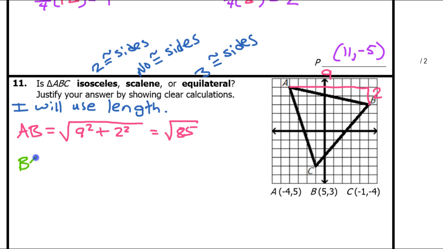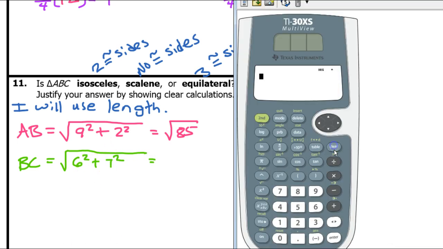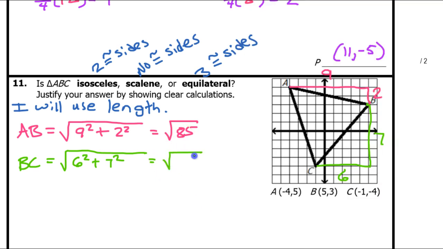Let's find the length of segment BC, and that's going to be the square root of, and again we're going to look at the horizontal change and the vertical change. So we can do the Pythagorean Theorem. This is 6, and this is 4, so I think that's 7. Okay, 6 and 7. So that's going to be the square root of 6 squared plus 7 squared. I'm going to use my calculator a little bit. 6 squared plus 7 squared is 85 again. Very interesting.